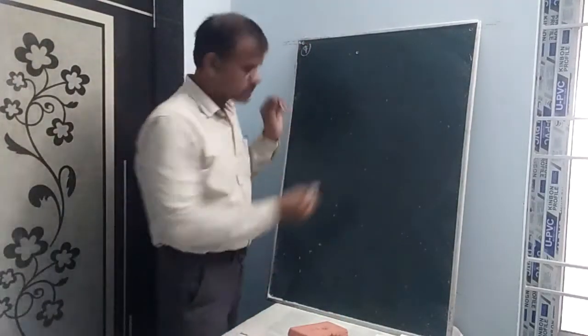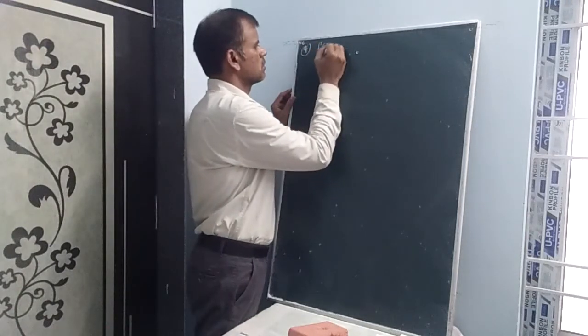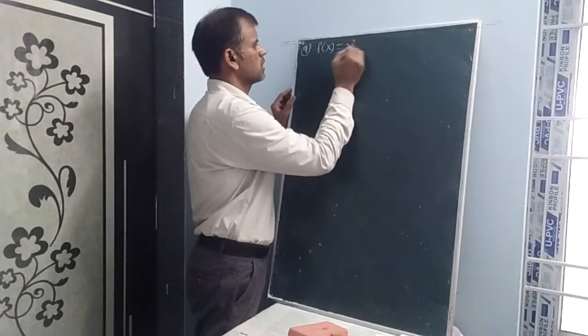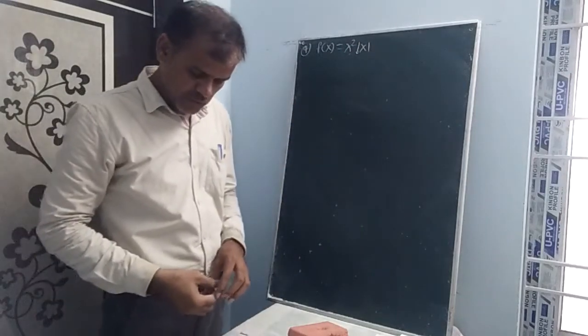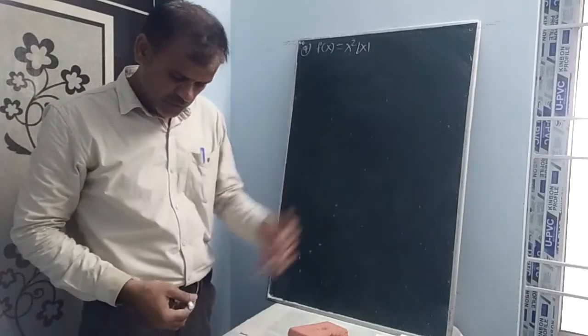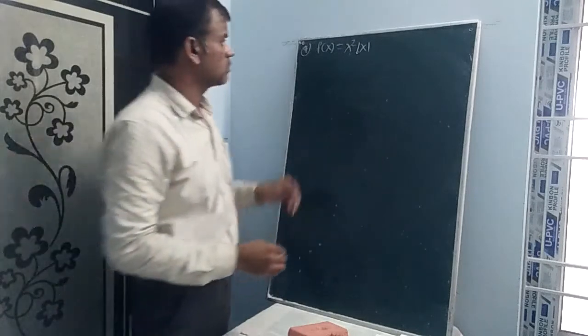f of x is equal to x square mod x. Then the set of values where f of x is 3 times differentiable.